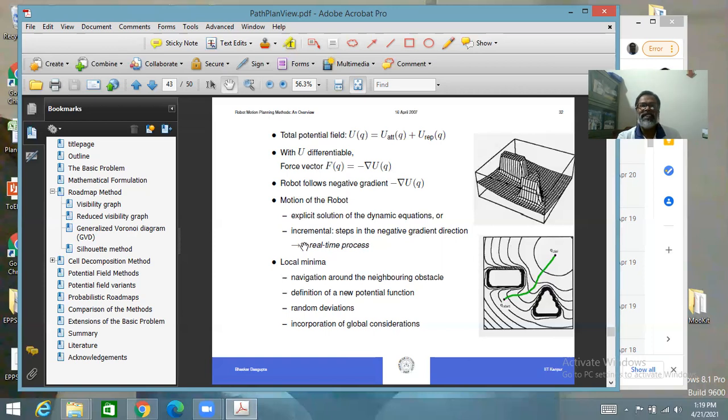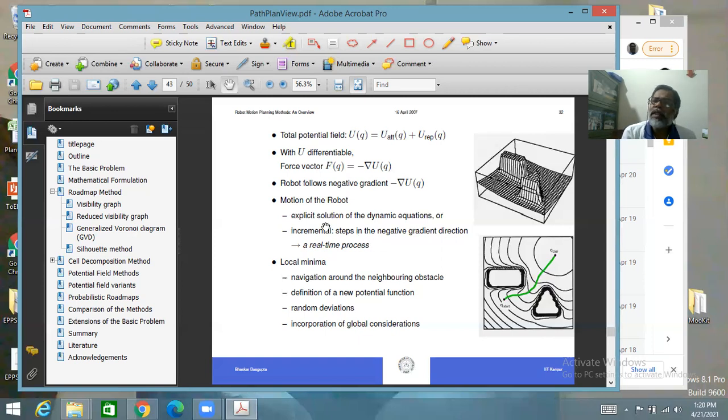stops the idea of the real-time process. You cannot take care of global considerations in real time. So you have to plan the thing offline beforehand. That means you have to know the C space completely beforehand. And the special advantage of the potential field, with which it was originally made popular, suffers.